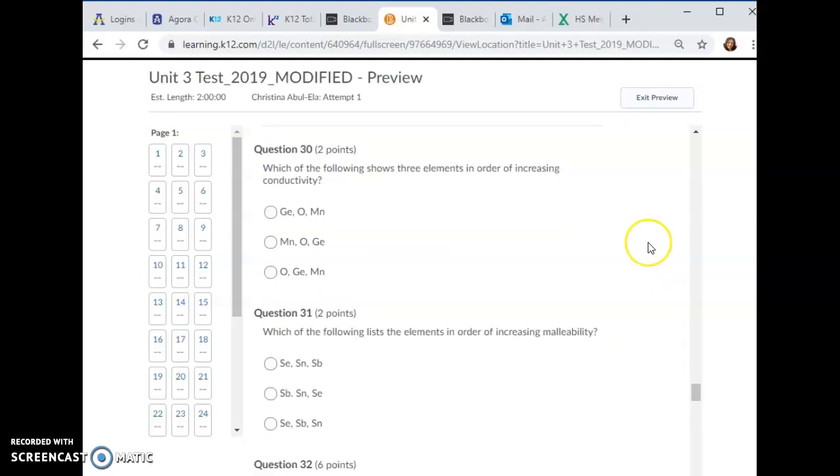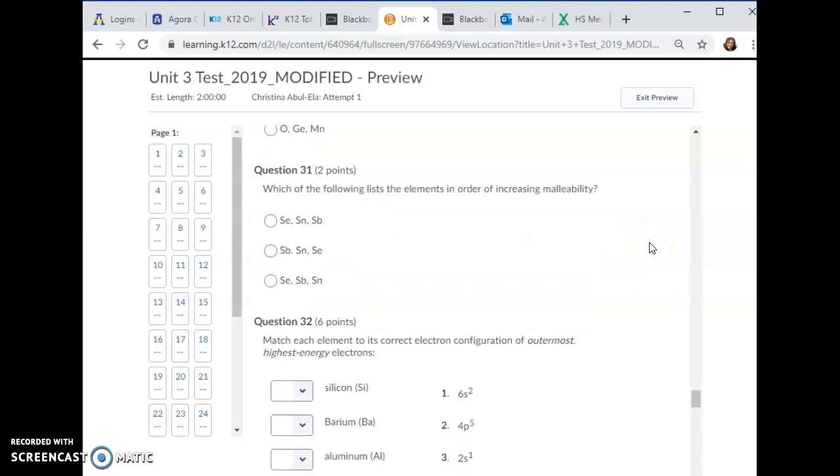Question 30. Which of the following shows three elements in order of increasing conductivity? Germanium, oxygen, manganese; manganese, oxygen, germanium; oxygen, germanium, manganese. Question 31. Which of the following lists the elements in order of increasing malleability? Selenium, tin, antimony; antimony, tin, selenium; selenium, antimony, tin.